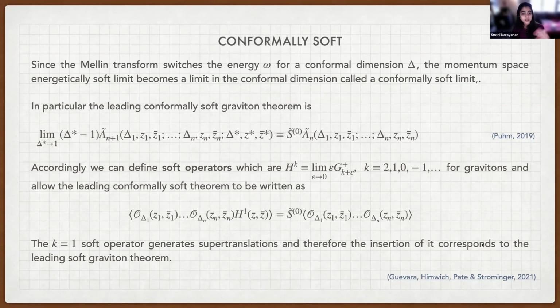And in particular, it was found that the leading soft graviton theorem is a limit where delta star, which is the operator you're taking to be conformally soft, goes to 1. And this factor of delta star minus 1 on the left-hand side is kind of like putting your omega on the left-hand side of your energetically soft theorem. It makes the conformally soft factor that appears on the right-hand side independent of delta star.